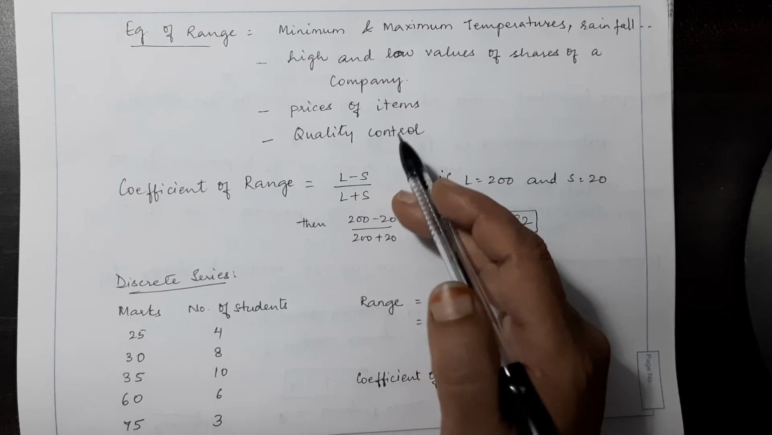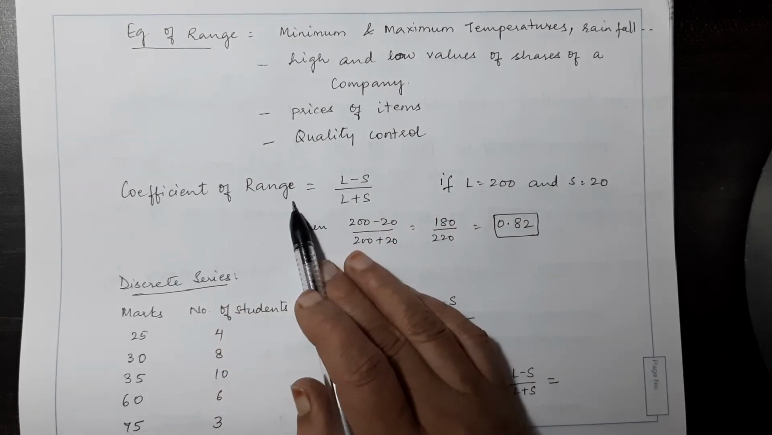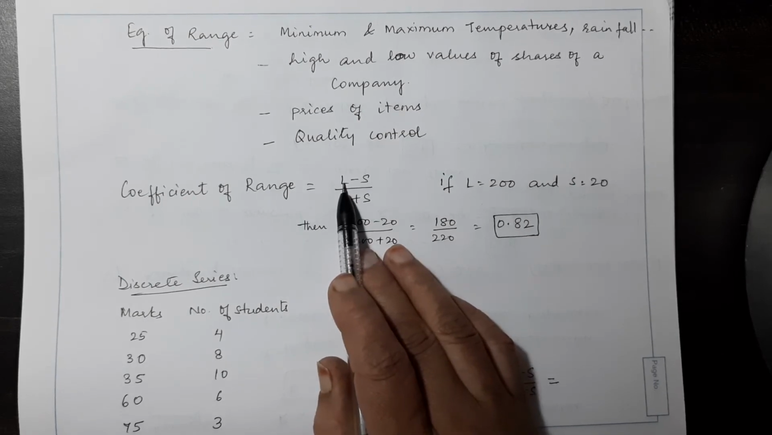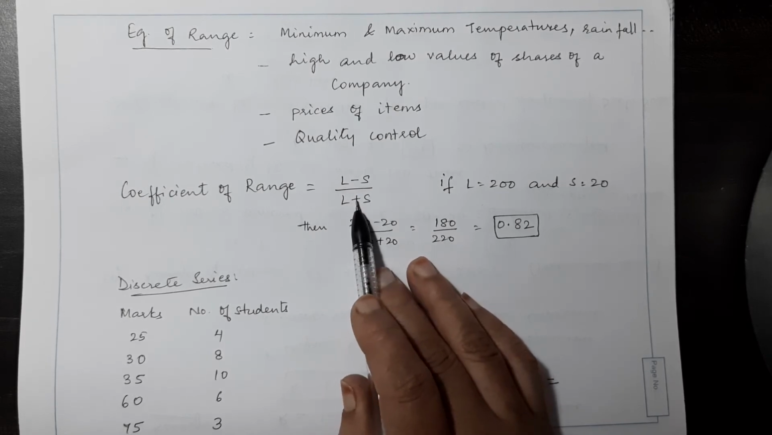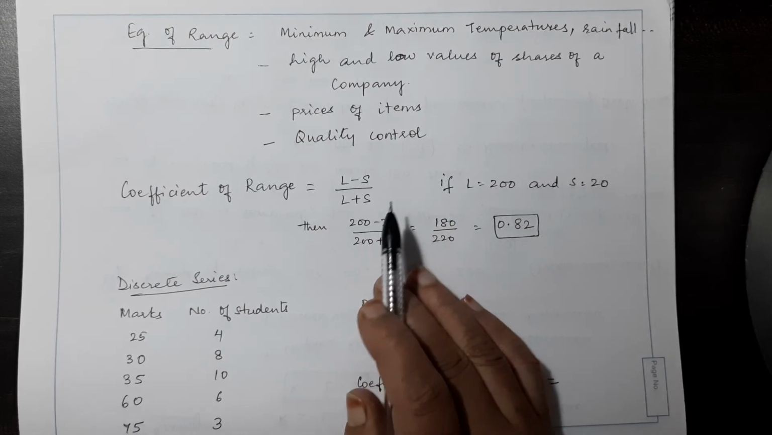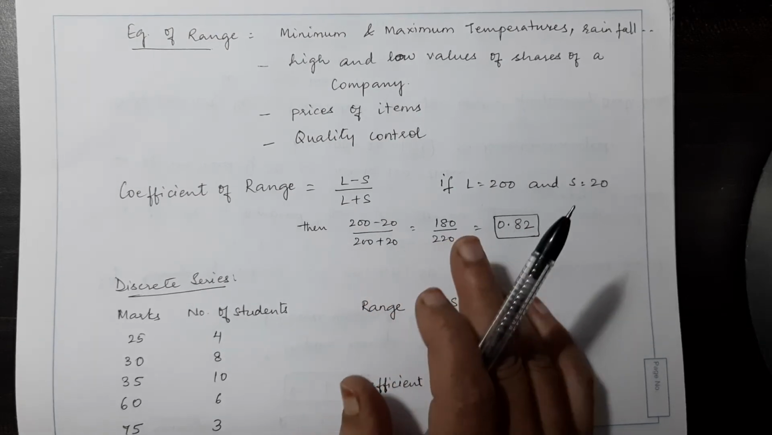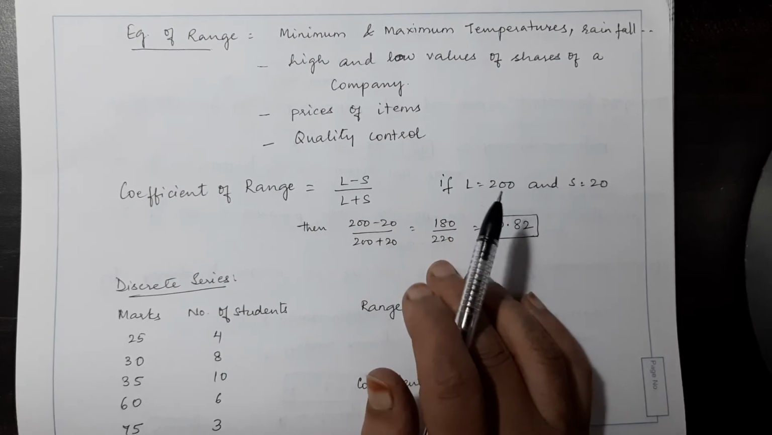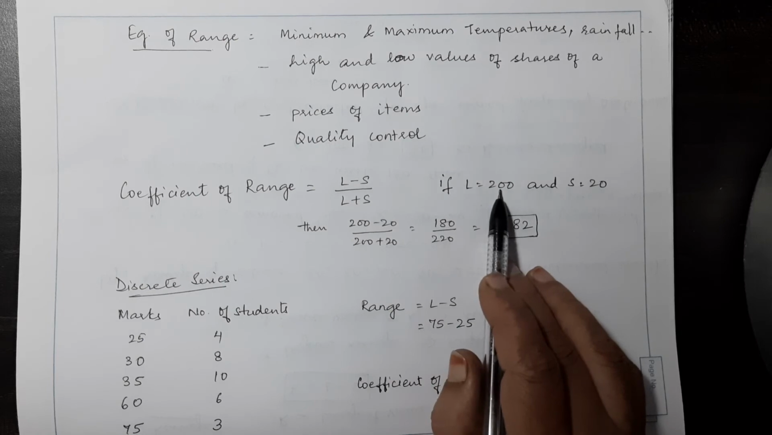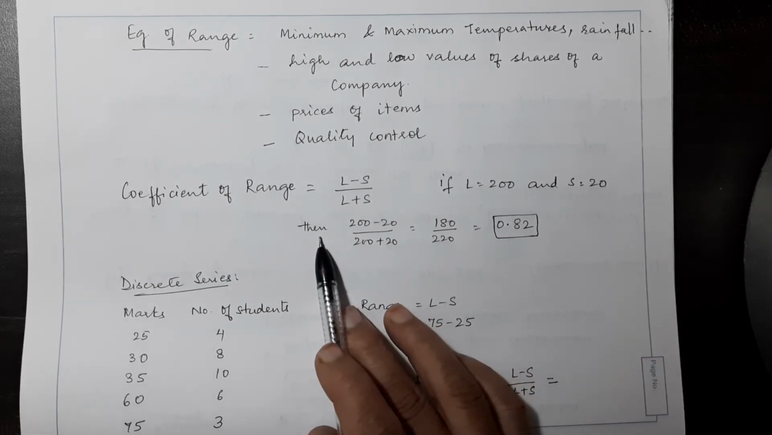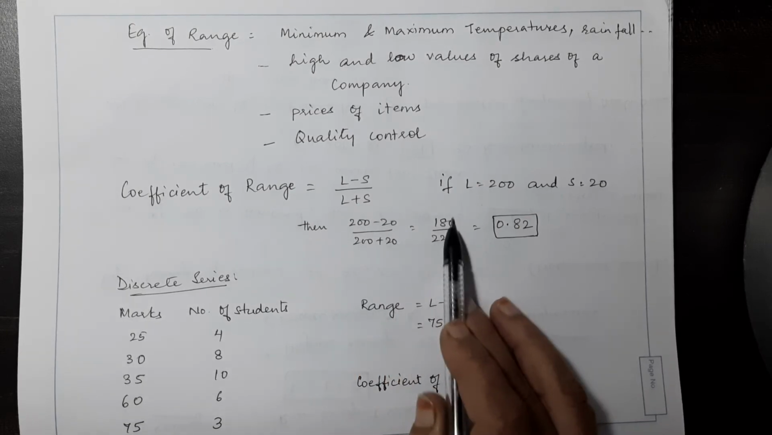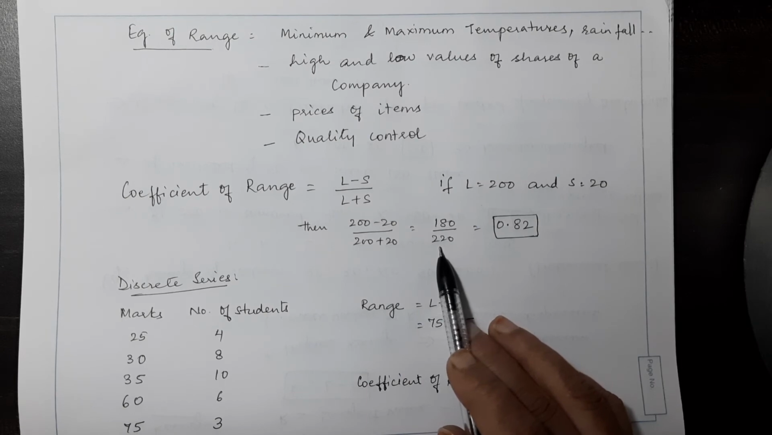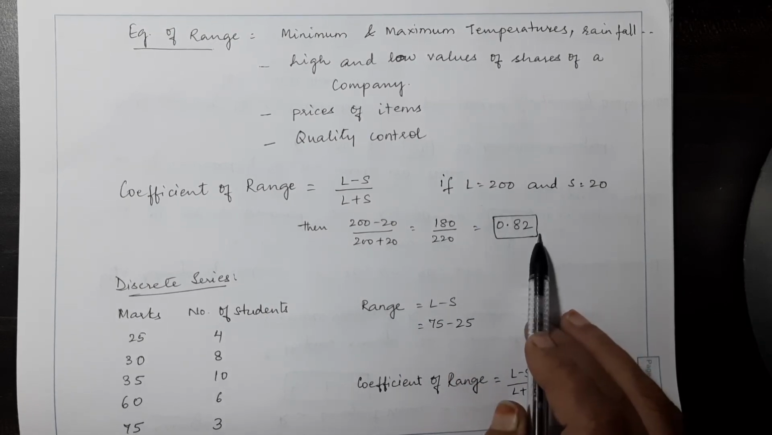Now let's also learn the counterpart of it, that is coefficient of range, the relative value of range. This is given by the formula: the difference between the largest and the smallest values divided by the largest value plus the smallest value. The relative values are expressed in terms of either percentages or ratios. So if L is equal to 200 and S is equal to 20, then coefficient of range will be given by 200 minus 20 divided by 200 plus 20, which is 180 by 220, and the value is 0.82.